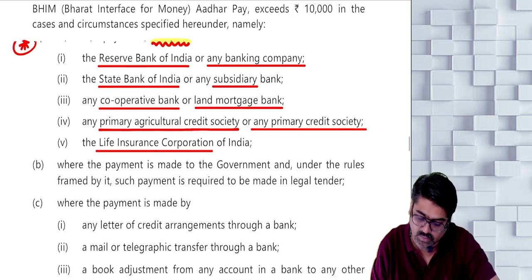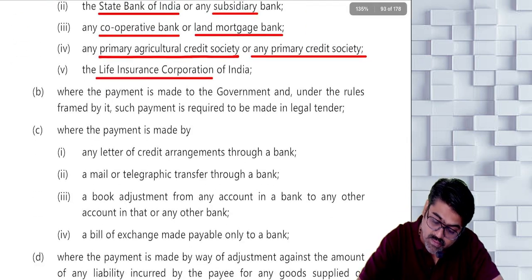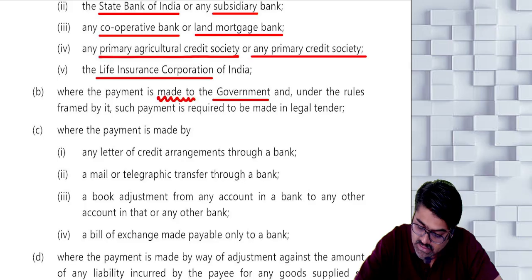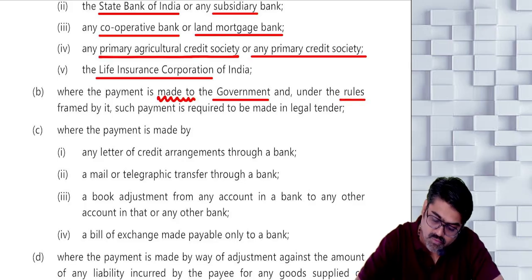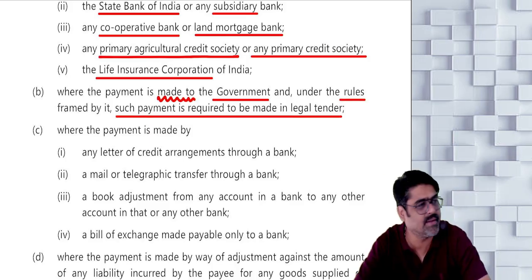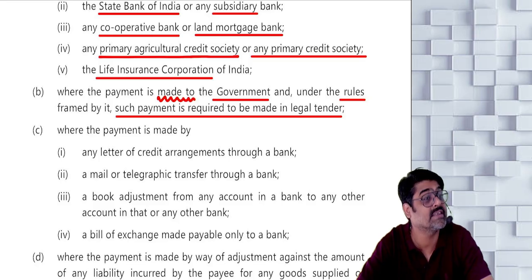Okay, important point. Next one, where the payment is made to the government, and under the rules framed by it, such payment is required to be made in legal tender. What is the meaning of legal tender? Cash. The currency notes are there, no? Currency notes are known as legal tender. So if for any business expense you are making the payment to the government, and as per the rules framed by the government, that payment you have to make in legal tender, in cash only.